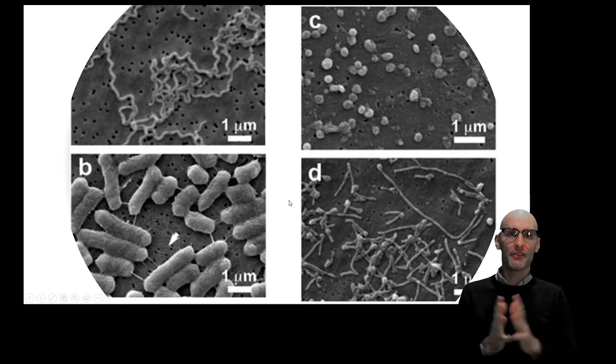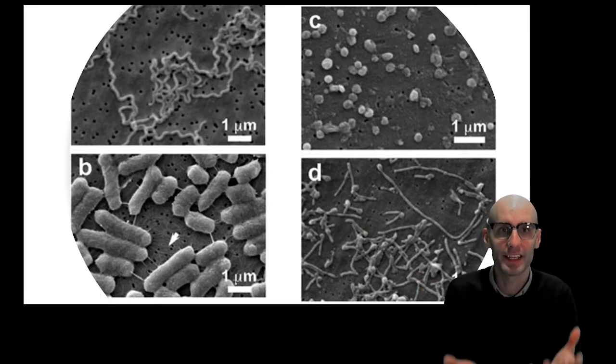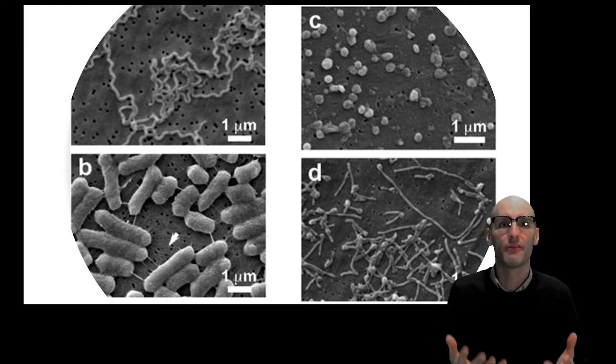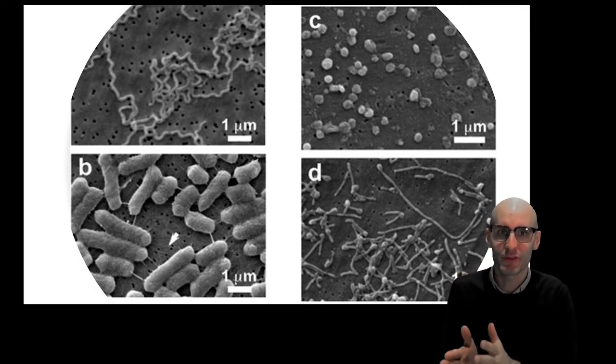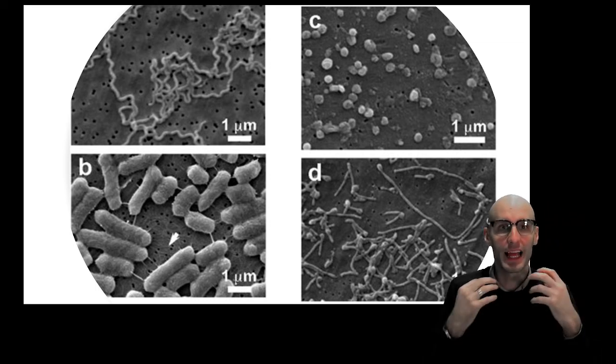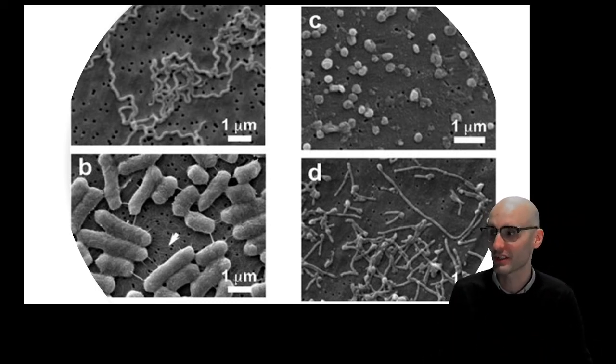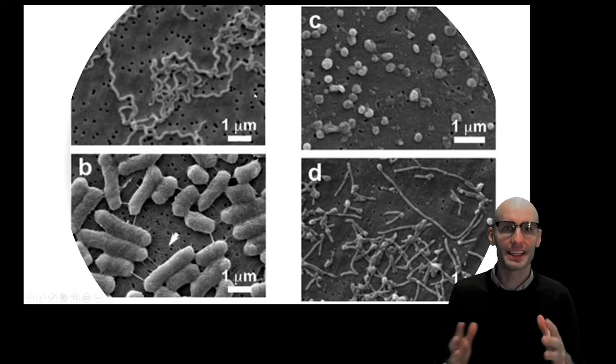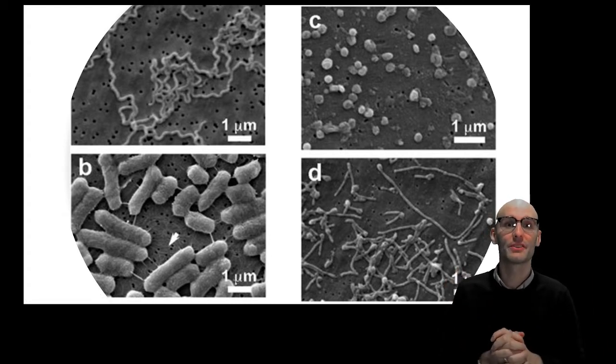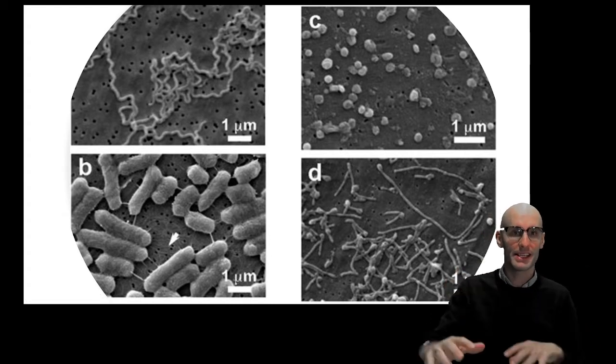So here we have a scanning electron micrograph. An electron microscope is just a more powerful microscope. It uses a different technology to light microscopy, so it allows us to see even smaller structures like bacteria. The first thing that we can see is that there are different shapes, which is a fantastic way to break up bacteria into different groups.